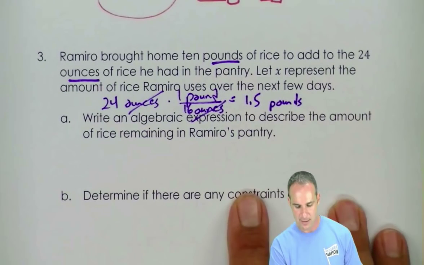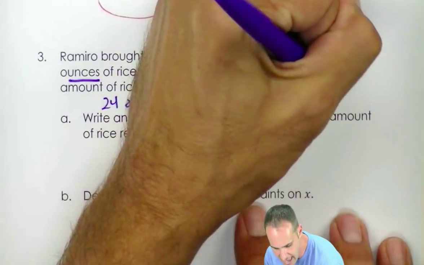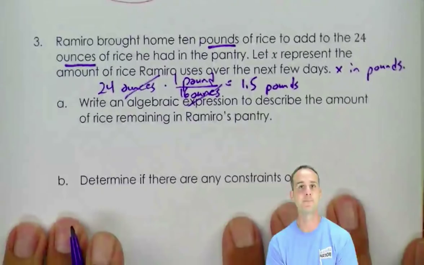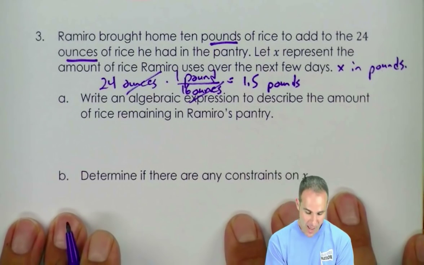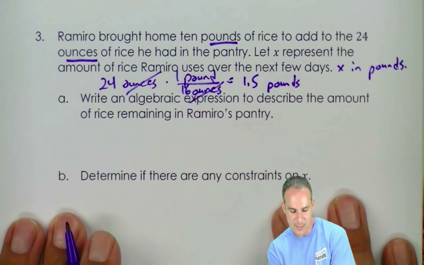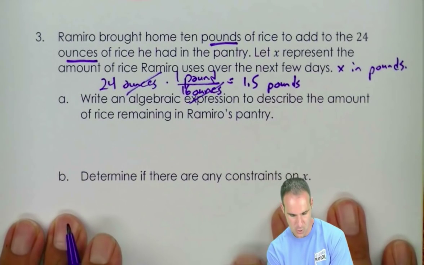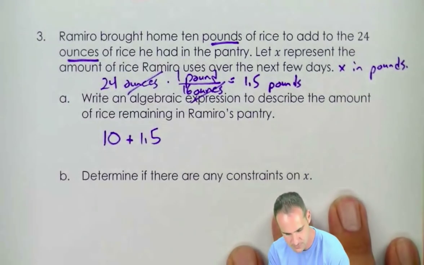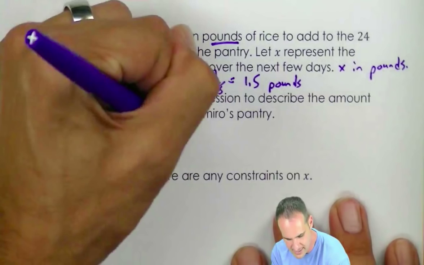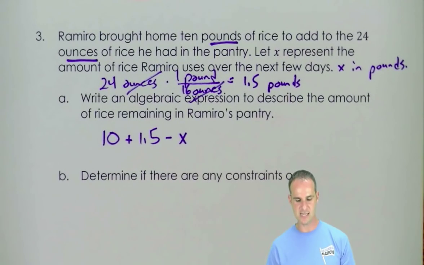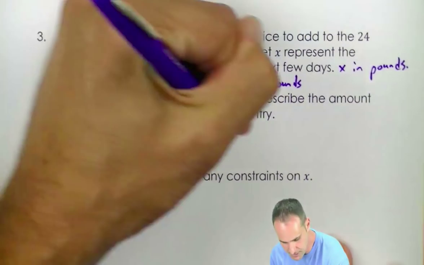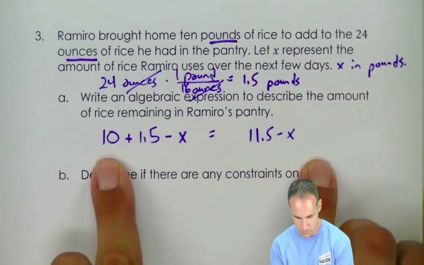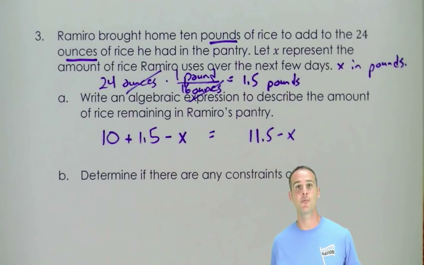Let X represent the amount of rice Ramiro uses over the next few days, and we'll make sure X is in pounds to make sure we're staying with the same measurement here. Write an algebraic expression to describe the amount of rice remaining in Ramiro's pantry. Well, 10 pounds plus the 1.5 pounds, and X is the amount used, so minus X would be how much remains in the pantry. I can write an equivalent expression, 11.5 minus X if I want to, but that would be an expression either way to describe the amount of rice remaining in Ramiro's pantry.